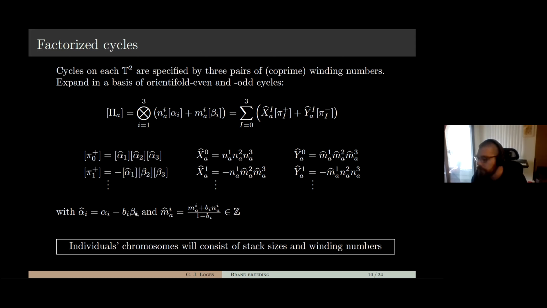And so when we're applying genetic algorithms to the problem, we'll take the winding numbers themselves to be constituting the chromosomes and also the multiplicity of each of the stacks.